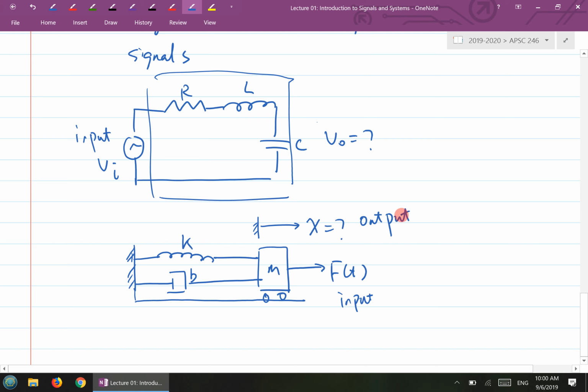So here is the input, and here is your output. This is a typical mass spring damper system, and in a couple of lectures we will see how to model this system. So for this system here, what will be the model for that system? This brings us to a very important question. What do we mean by model, and why do we need a model?